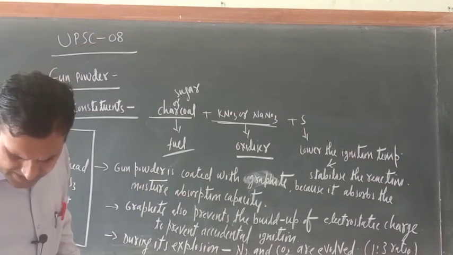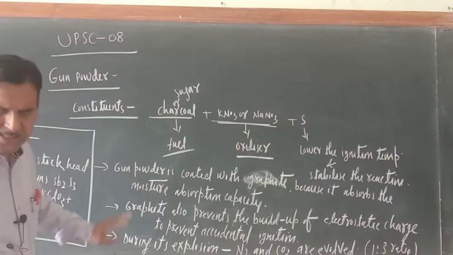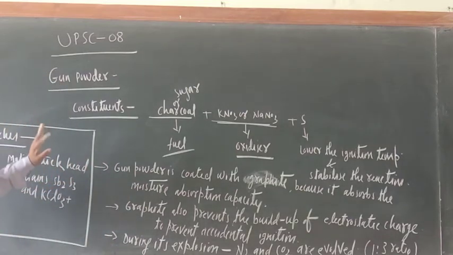White phosphorus, red phosphorus, all these things were used. Actually white phosphorus and red phosphorus are poisonous, so nowadays they are not being used. Especially white phosphorus use is almost banned. So this is the matchstick head constituents.